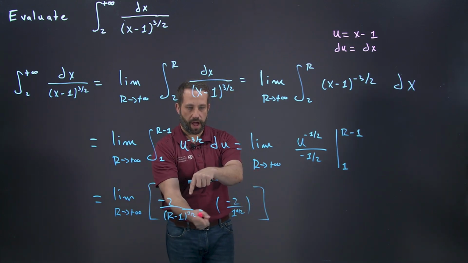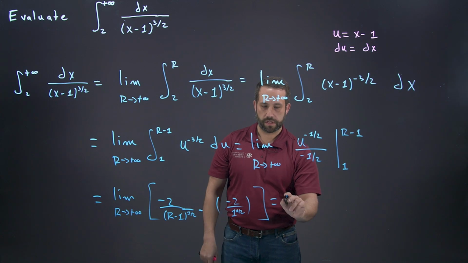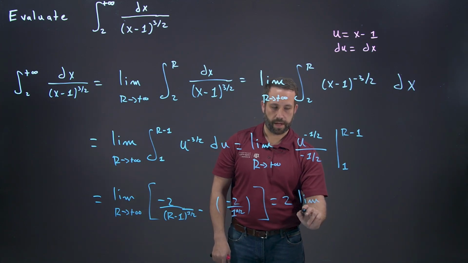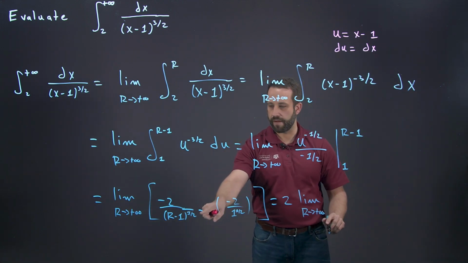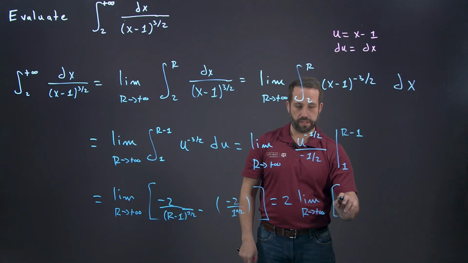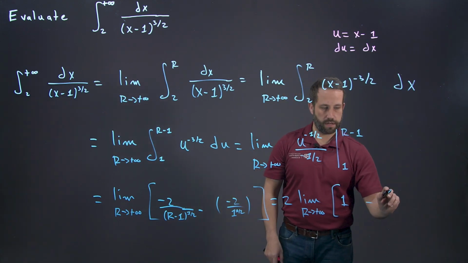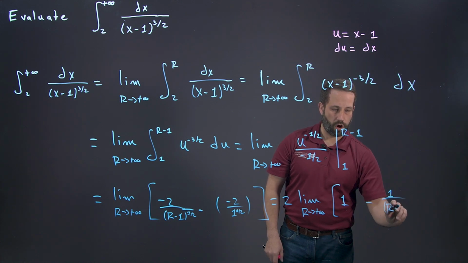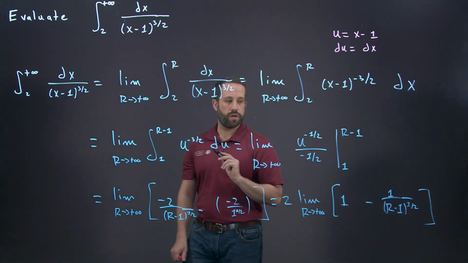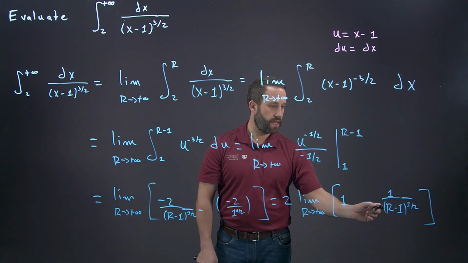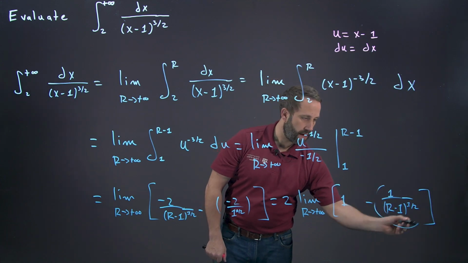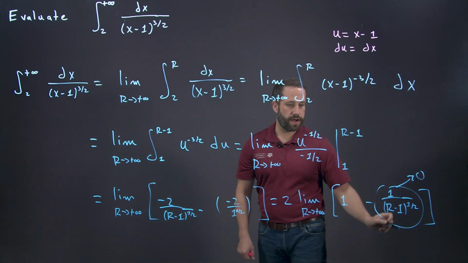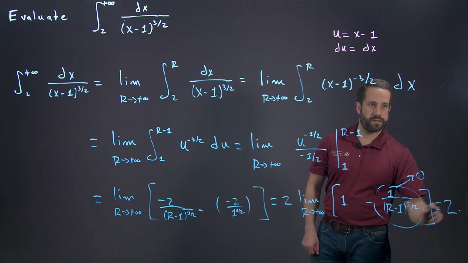Okay, and I can kind of switch the minus signs around here and pull out the 2. So this is going to be 2 times the limit as r goes to infinity. Okay, so I'm factoring out the 2. I've got a minus times minus, so this is just going to be 1, and then minus 1 over r minus 1 to the 1/2. Okay, and so what's going to happen here, as r goes to infinity, r minus 1 goes to infinity, so the square root of r minus 1 goes to infinity, and this term here goes to 0, and overall, this is just equal to 2.